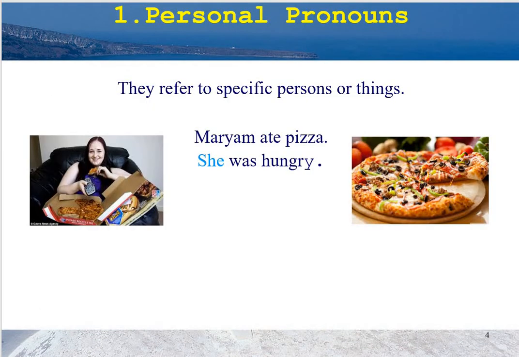First type is called personal pronoun. They refer to specific persons or things. That's why we give them name of person from person to personal pronoun. Mariam ate pizza. She was hungry. Now she is pronoun and it is referring to Mariam, which is proper noun.